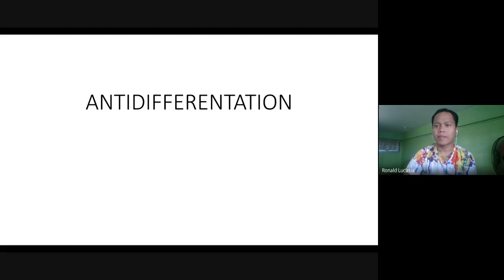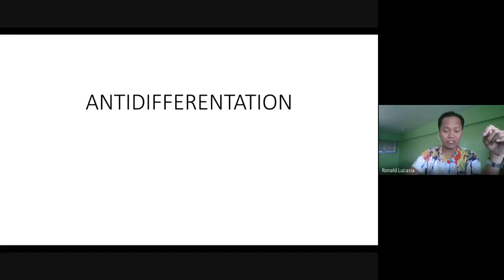Okay, again, I was able to forward a module about the introduction of anti-differentiation, and I hope you were able to at least solve some of the problems in the module. So when you say anti-differentiation, it's actually the process of finding the antiderivative of a given function.